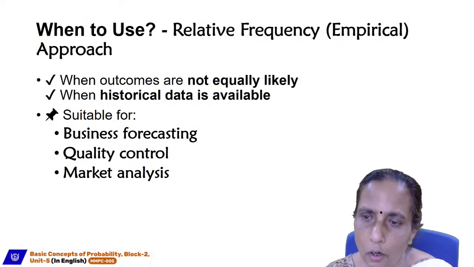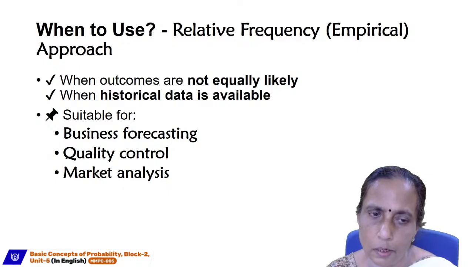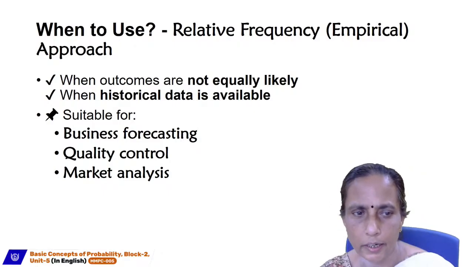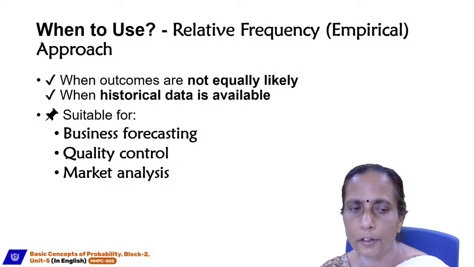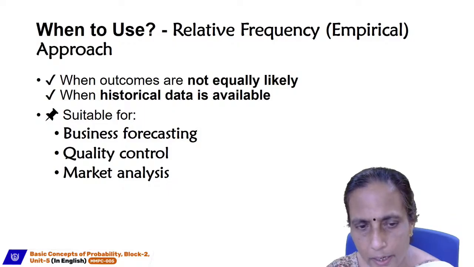So when outcomes are not equally likely, we may use the relative frequency or empirical approach. It is based on the number of trials. The more trials you can perform, the better the results will be. So when historical data is available, this is more suitable. It is suitable for business forecasting, quality control, and market analysis, based on the previous year's market performance.